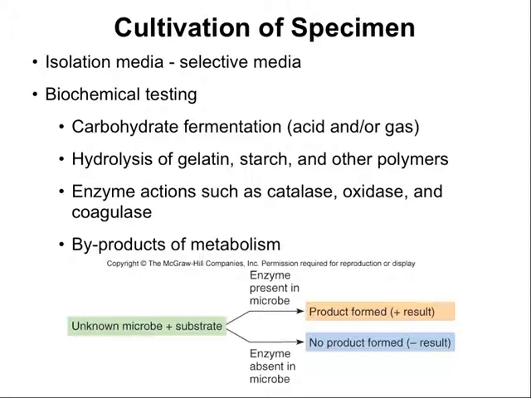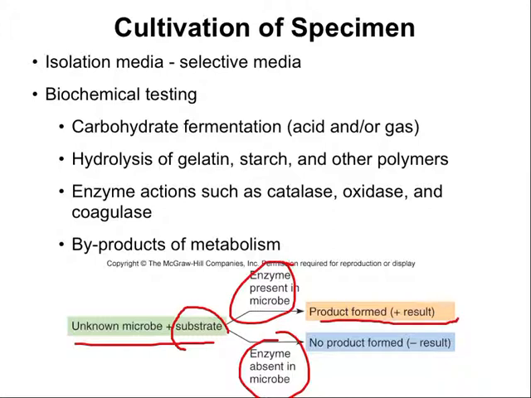Here's an example of how we determine if an enzyme is present in the microbe or not. We can have an unknown microbe plus a substrate. If the enzyme's present that turns this substrate into a particular product, then we'll see that there's a product formed, which is a positive result. This may be indicated by a color, or it may just be indicated by the presence of a colony. If the enzyme is absent in that particular microbe, then there'll be no product formed, and thus we have a closer idea of what type of microbe it might be.